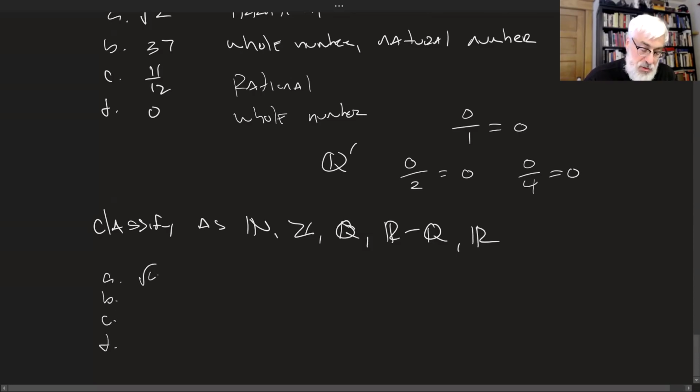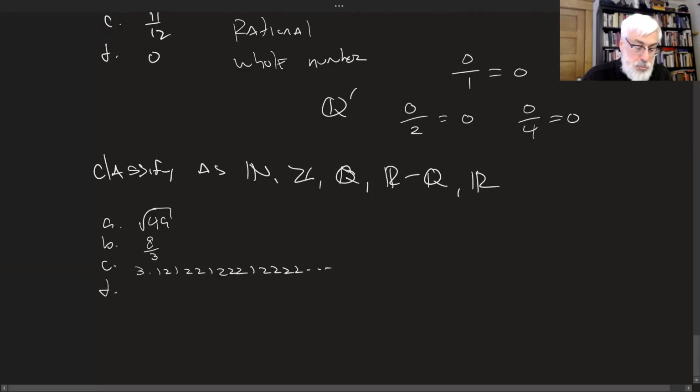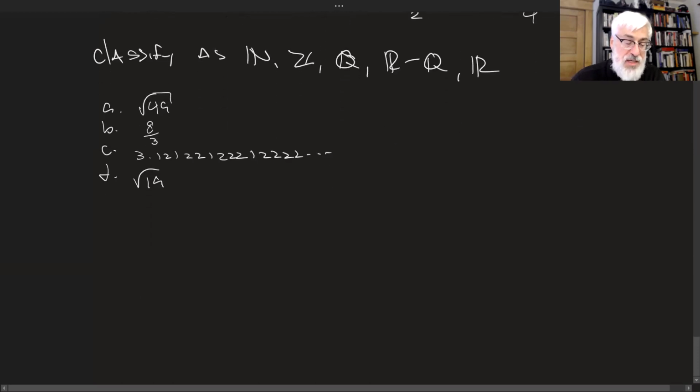Let's look at the square root of 49. Say 8/3. Then I have 1.2122122212222, repeating that pattern. And the square root of 19. All right, so we want to classify these as natural, integers, rational, irrational, and real. So let's take these one by one.